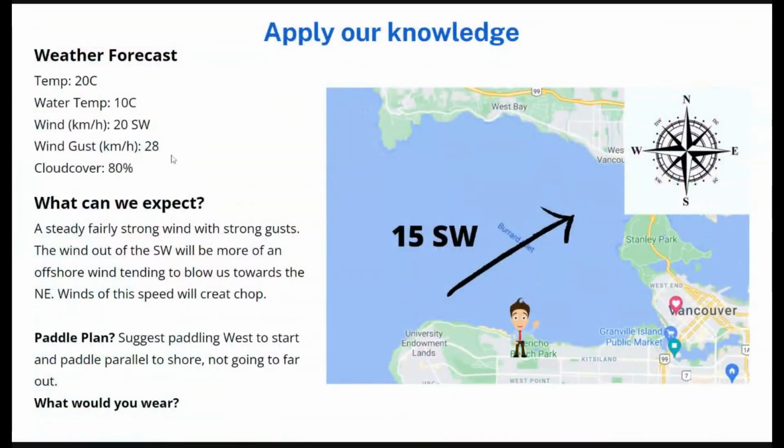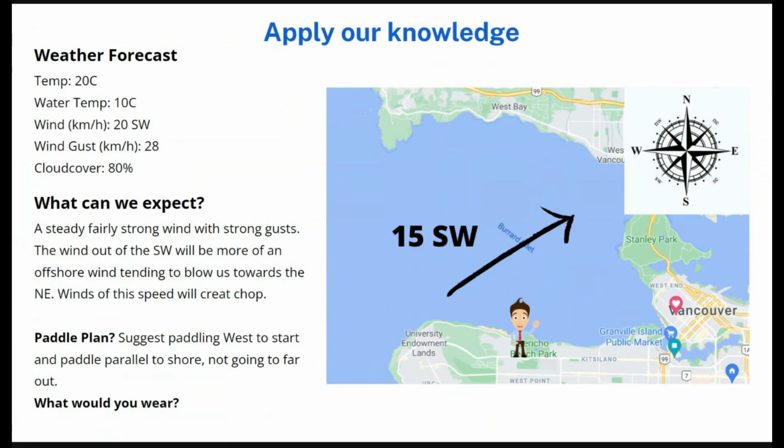With this forecast, what we can expect is a steady, fairly strong wind with strong gusts coming out of the southwest. The wind out of the southwest will be more of an offshore, so it's going to tend to blow us away from shore, but at least it's blowing us towards Stanley Park and not Victoria. Offshore is going to blow us towards the northeast. Winds of this speed will create chop.